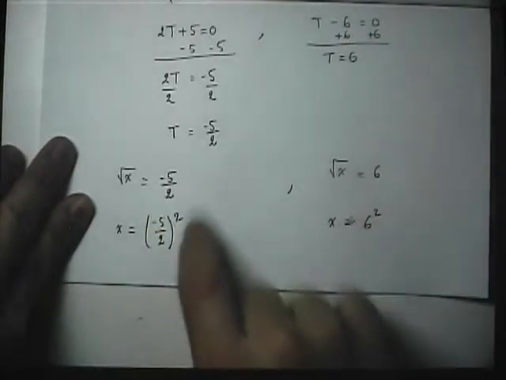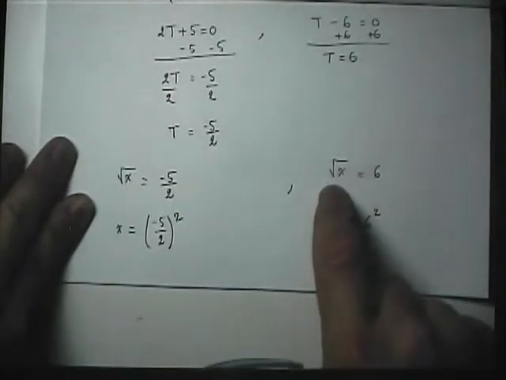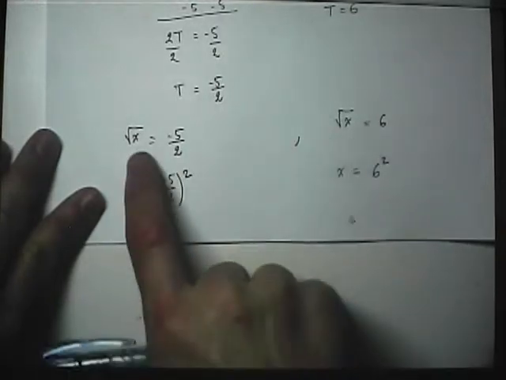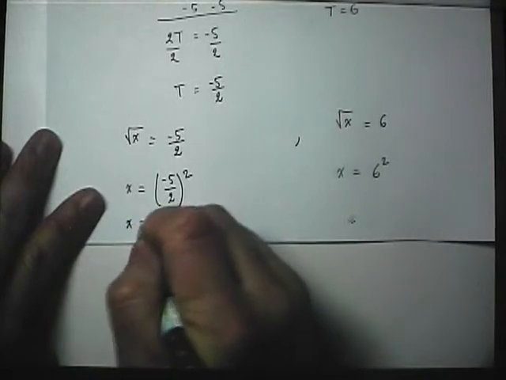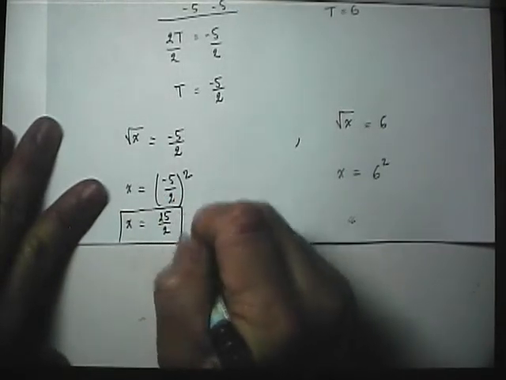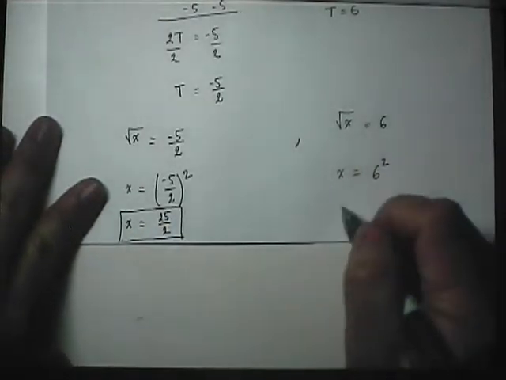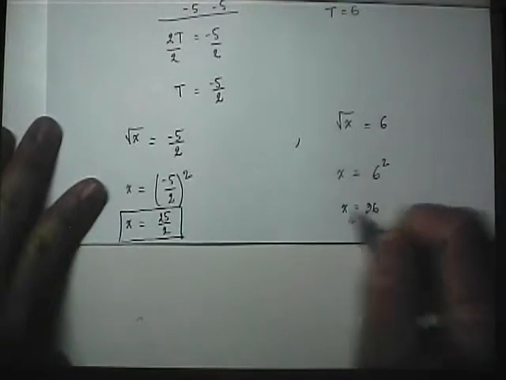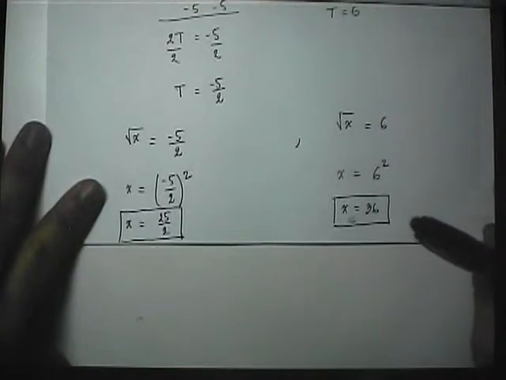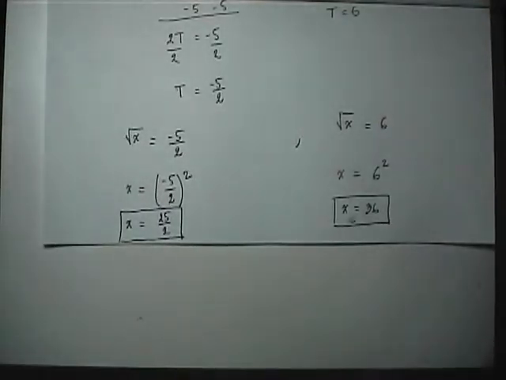Remember, this is the proper technique for how we solve equations that deal with square roots. We square both sides after we isolate the two terms, the root term on one side and the non-root term on the other side. And so my answer here would be x equals positive 25 over 2. That's one of them. And for the other answer, x equals 36. And that's how we solve our equation.